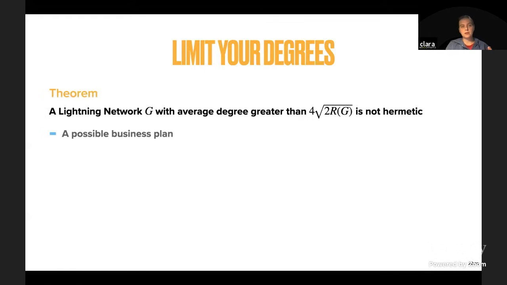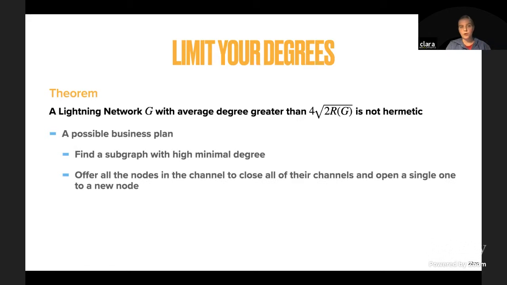So this limit on the average degree gives rise to a possible business plan. We look at the Lightning Network. If we suspect the average degree is too large, we just find a subgraph of vertices that have a high minimal degree. If the average is high, this means there is a subgraph where all of the vertices have a high degree. We offer all of these vertices or nodes to channel through us. They save money, we get fees, and everybody is happy.